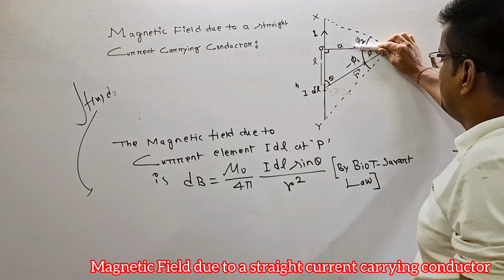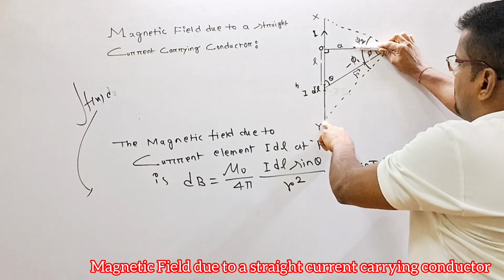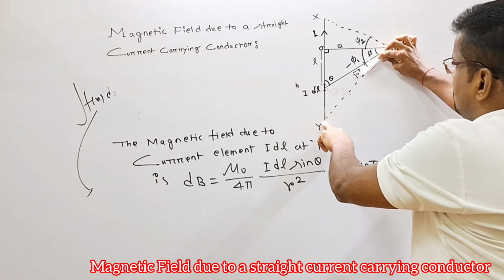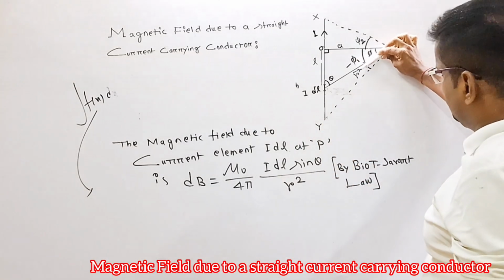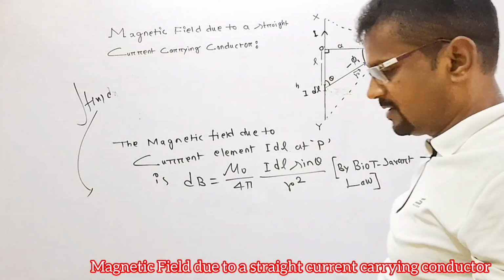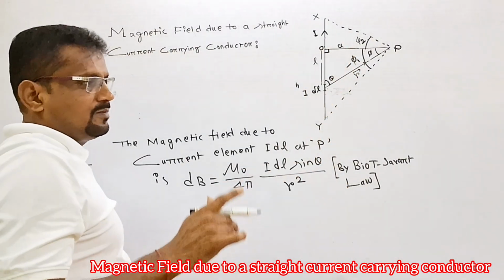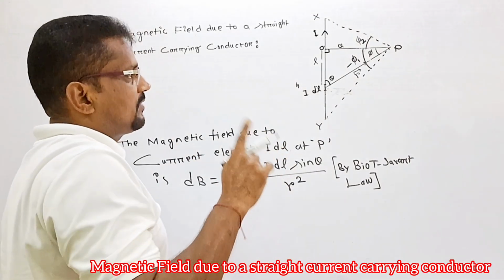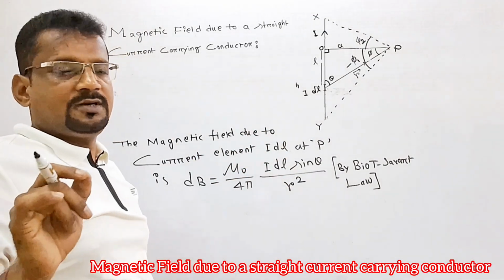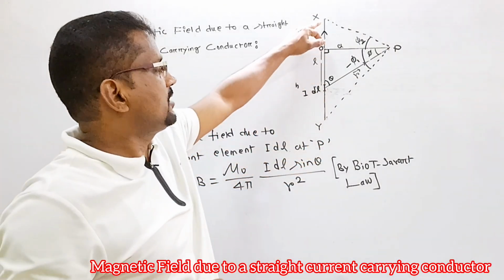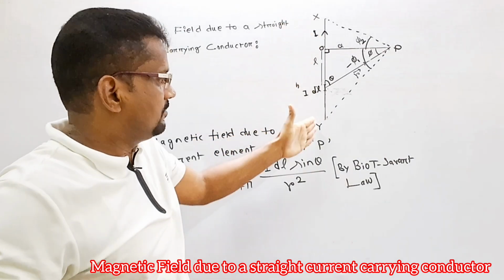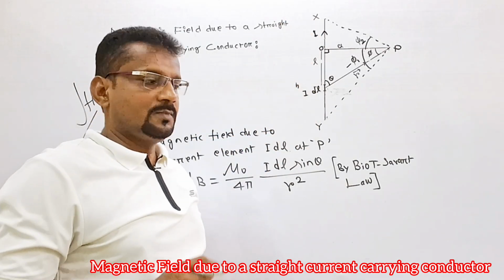And from here, if you look at the y point, then phi becomes minus phi 1. So on this side, I have taken minus phi 1. So the range of integration will be minus phi 1 to phi 2. With the range minus phi 1 to phi 2, the whole conductor is covered.